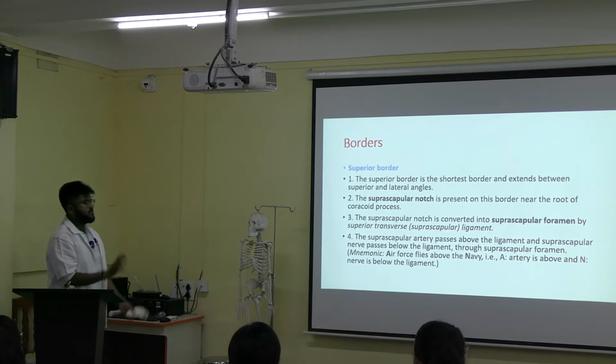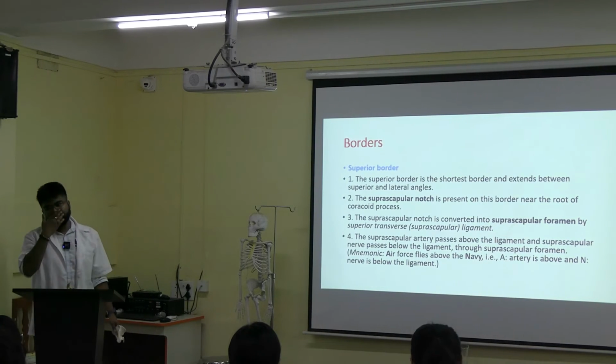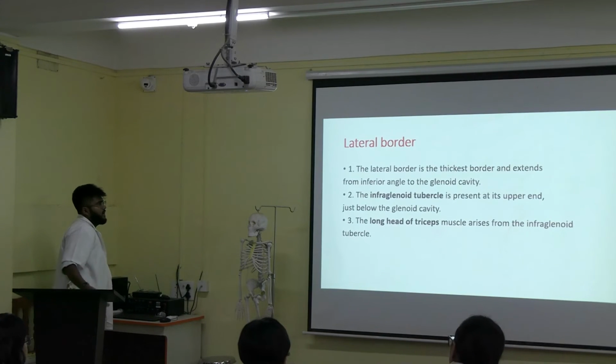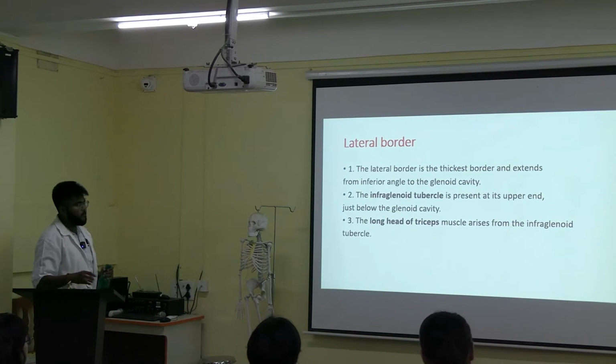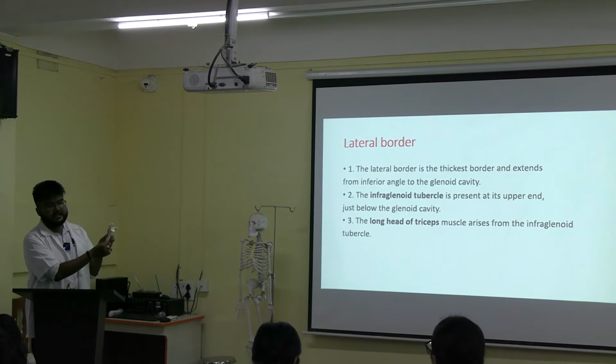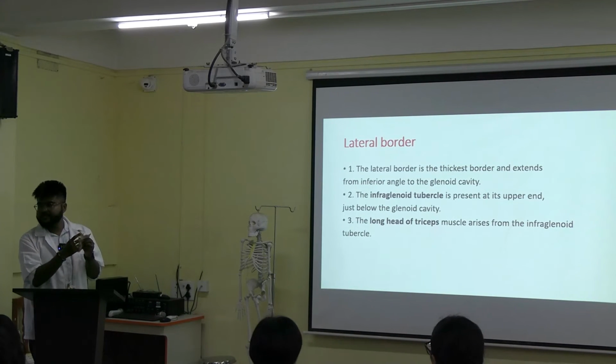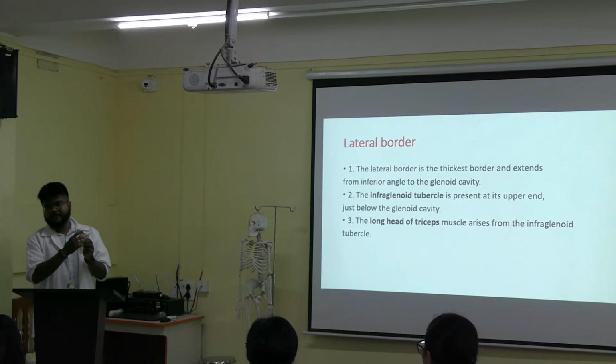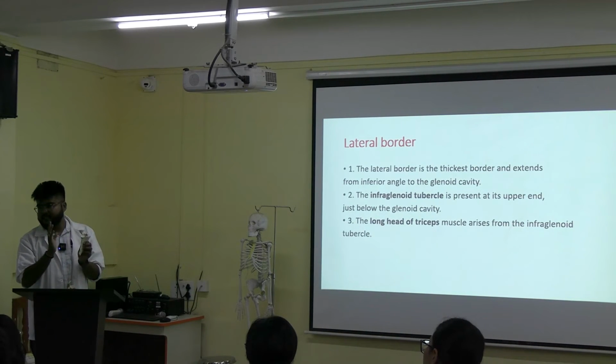Here mainly the suprascapular artery and nerve pass through these two notches. Okay. Next one is your lateral border. So this is your lateral border. Okay, because the glenoid cavity is present laterally. Here your lateral angle is also present, but because of the glenoid cavity, you can see this lateral angle.